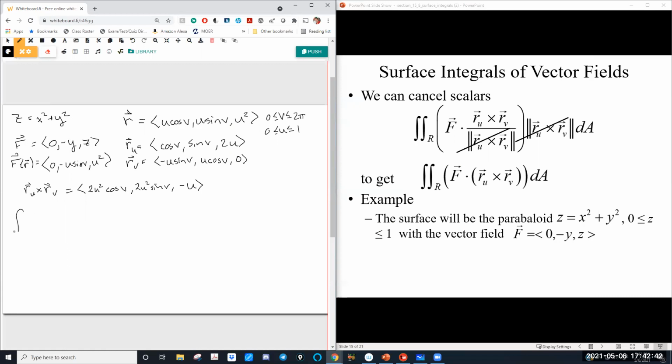So when I go to set up my flux integral, it's going to be the dot product of 0, negative u sine v, u squared, dotted with 2u squared cosine v, 2u squared sine v, negative u. And again, our limits of integration are right here from our parameterization. So we could do du dv, or the other way since they're all constants. 0 to 1, 0 to 2 pi. So this will pretty much give us our integral.